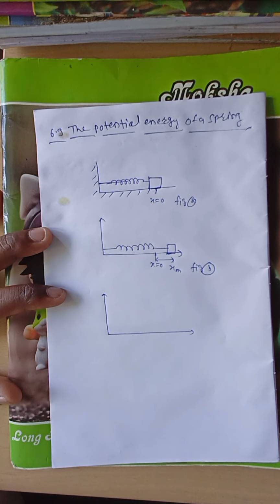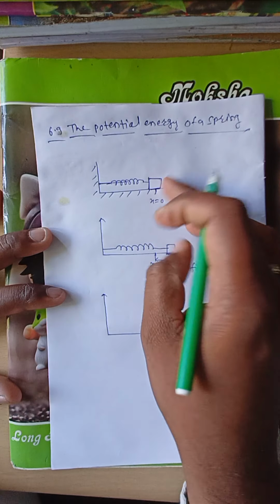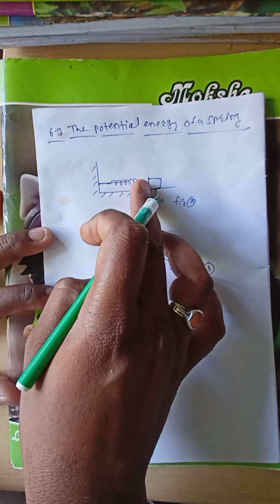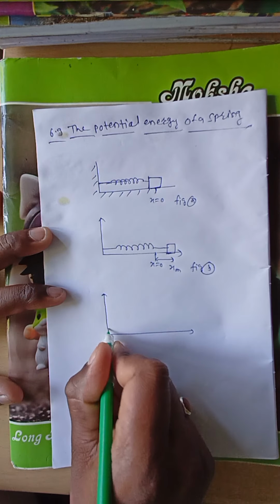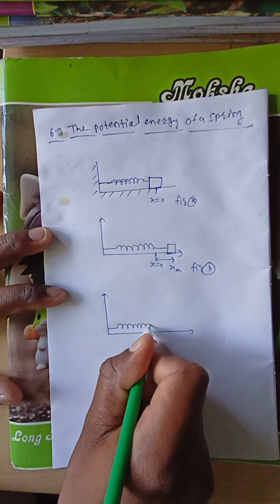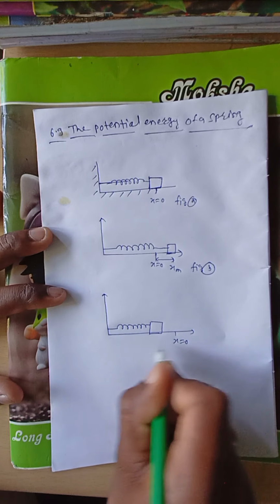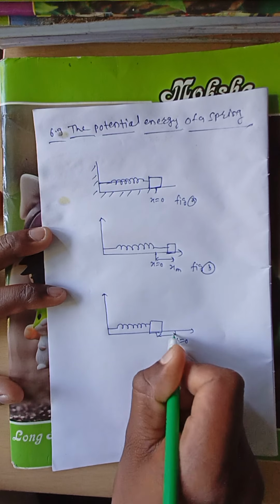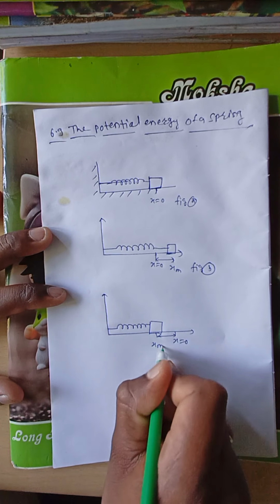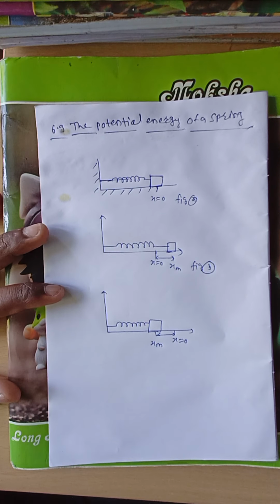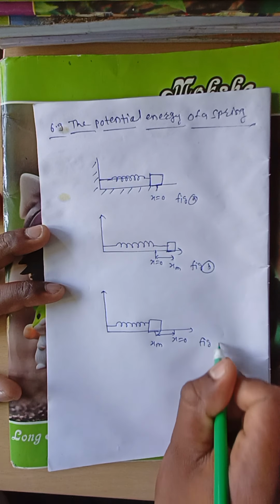Similarly, if you have compressed that block in an inward direction, in that case this is x is equal to 0. When you compress that block, the displacement is xm. Now this is the figure C.